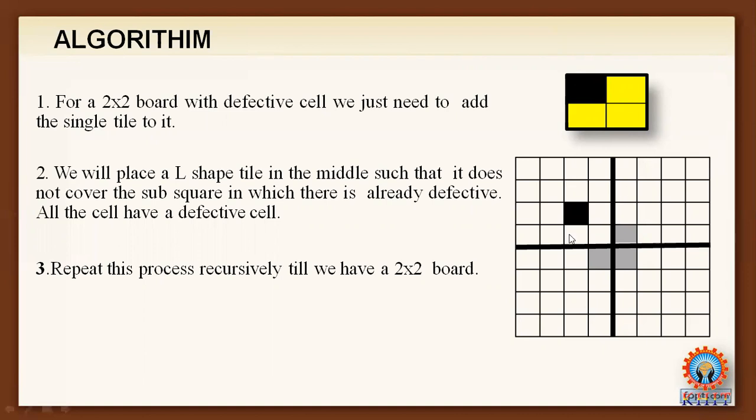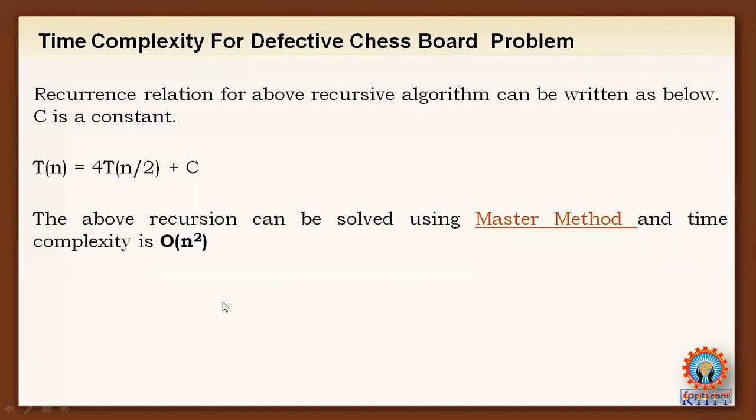One defective is available. In this case, if you consider this part, one defective is available, but in these 3 cases, defectives are not available. We need to create the defectives artificially, and finally it will be formed as a prominence. Repeat the process recursively till all the 2 by 2 boards are generated.